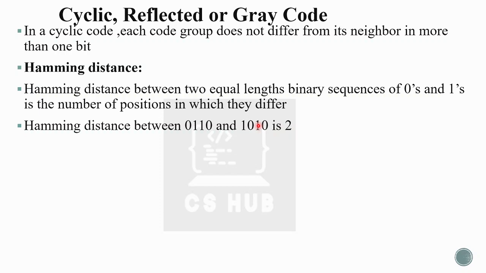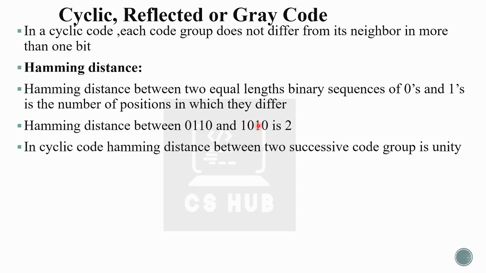The Hamming distance between two equal length binary sequences of zeros and ones is the number of positions in which they differ. In cyclic code, the Hamming distance between two successive code groups is unity. So this is the definition of a cyclic code or gray code. Here, the Hamming distance between two successive code groups is unity, that is 1. Okay, what is the Hamming distance? It is the number of positions in which two equal length code groups differ. So this Hamming distance should be 1.